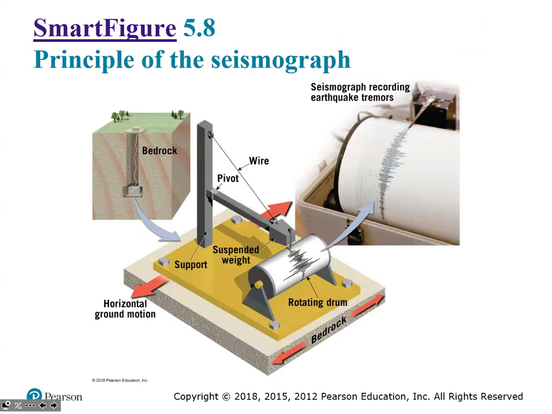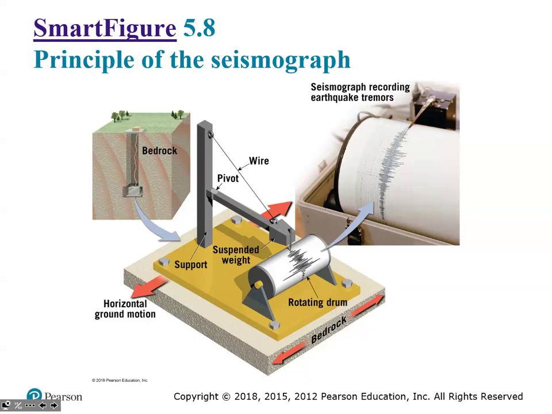The general idea is that you have some sort of weight suspended above the earth that's sort of decoupled from the earth, so that when the earth moves underneath it, it stays still. And then you have a rotating drum or some way to record the movement that's anchored solidly to the bedrock. As the weight stays still and the earth moves underneath it, there's a needle that records that movement on the rotating drum. That's the basic idea.